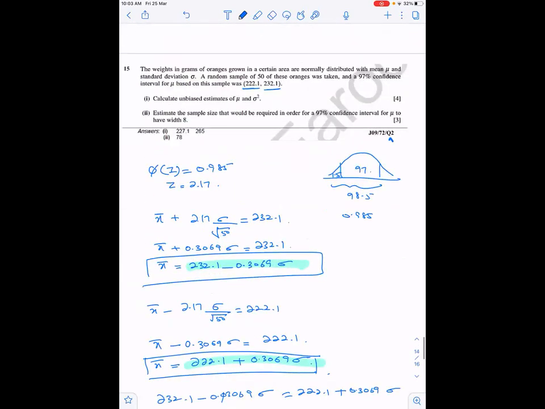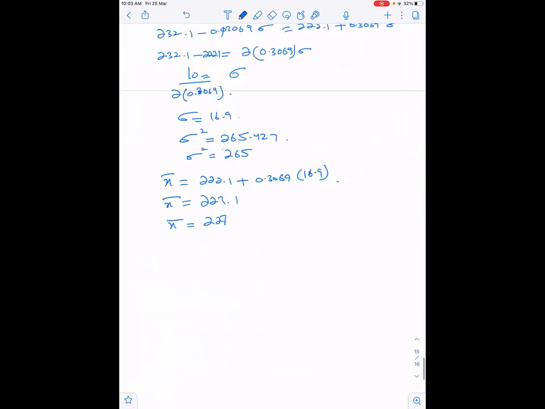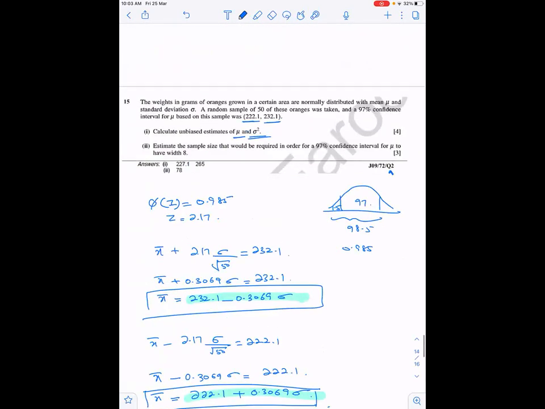Unbiased estimate of this will be that. Okay, these two are done, so we are going on to the next part. This part is important. The next part says: estimate the sample size that would be required in order for a 97% confidence interval for mu to have width.